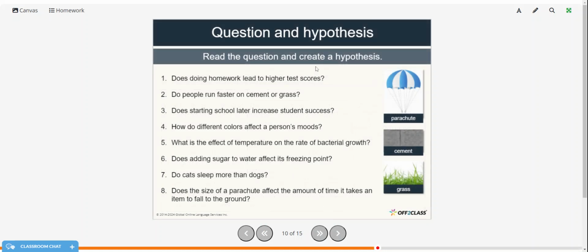All right, so for each of these, read the question and create a hypothesis. Try this on your own and then restart when you're ready to check your answers.